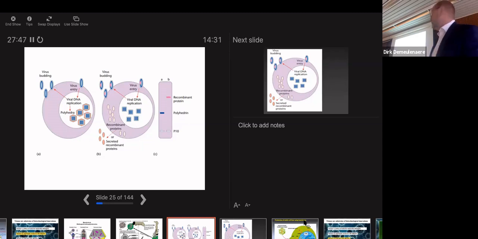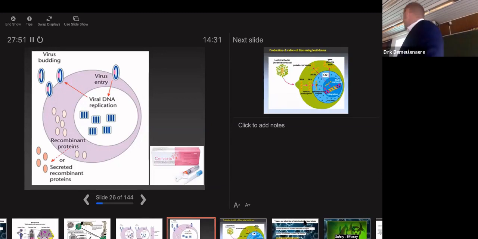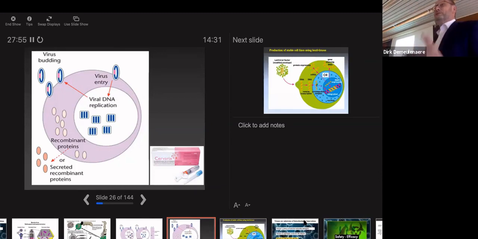Now, what very few people know is that Cervarix, and some of you may have been vaccinated with this, is produced like this. So the antigen of the virus-like particles is produced in SF9 insect cells. So, a very, very useful system.